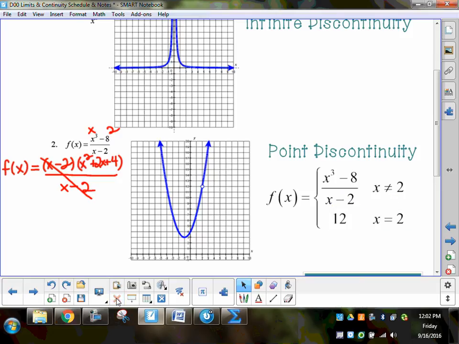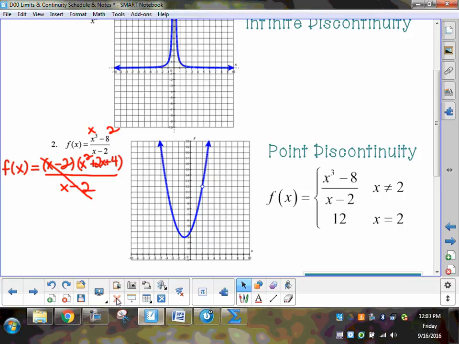Now, does this meet the conditions of our continuity trinity? Does the left-hand limit now equal the right-hand limit? Yes or no? It did before. The problem was that function value. Does the function value equal the left-hand limit and the right-hand limit now? In this case, absolutely it does. Make sure when you give the graph, you give that whole limit. Questions on that?